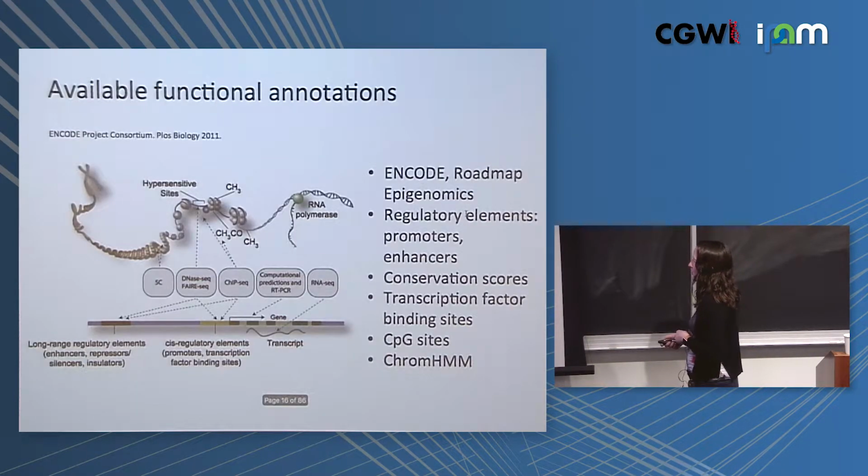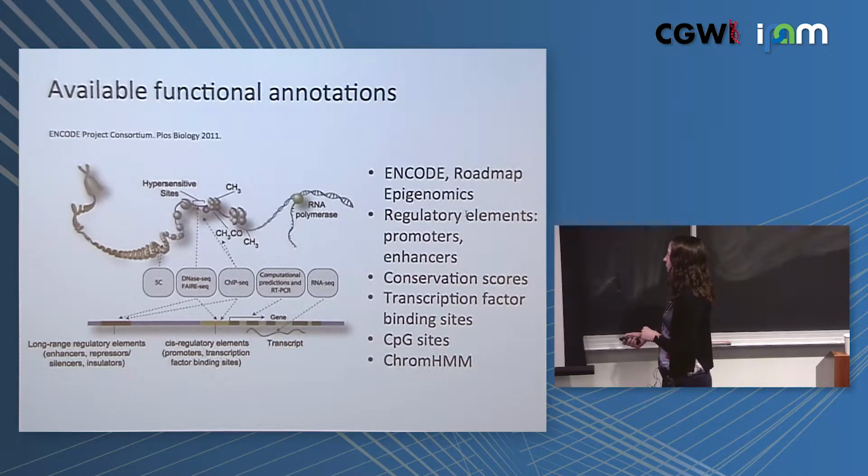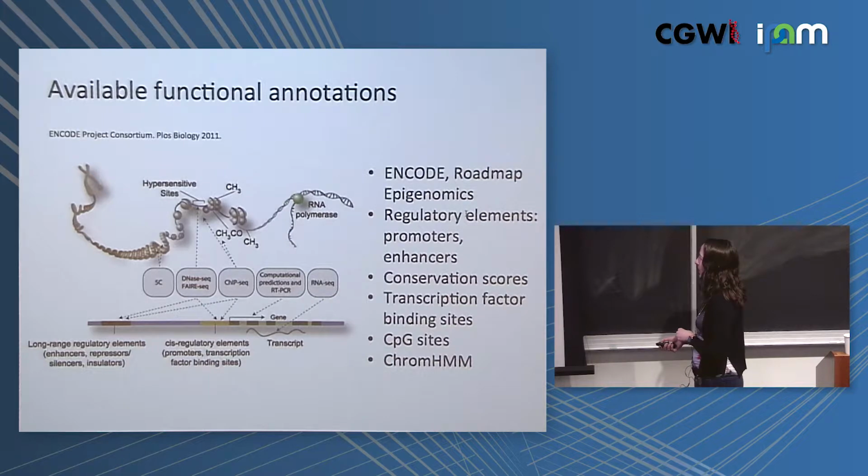So what sorts of features are available now? Most of you have probably heard a lot about ENCODE and epigenomic data coming from Roadmap and others that allow us to identify regulatory elements such as promoters and enhancers, often even in a tissue-specific or cell-type-specific way. We have conservation scores. We know transcription factor binding sites. We know all sorts of things about the genome. So we know a lot. But each one of these features individually is not particularly predictive of any sort of functional impact for an individual variant.